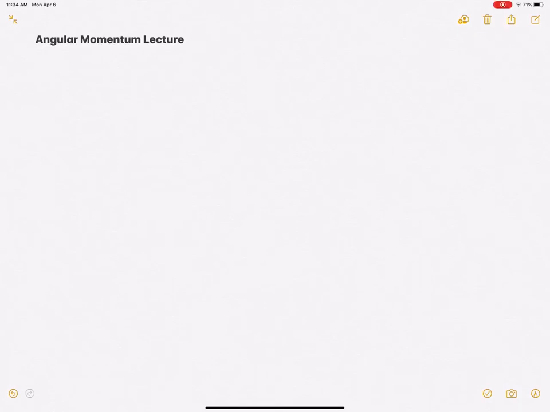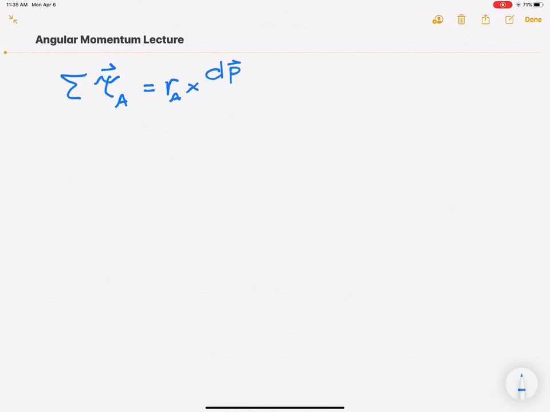Hello, everybody. So let's talk about angular momentum. What we've come to is our familiar looking equation for the sum of the torques about a common axis. And that was going to equal, we saw that as R common axis crossed into the change in the linear momentum P as a function of time.